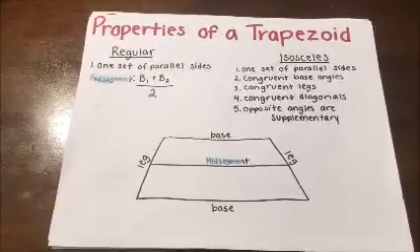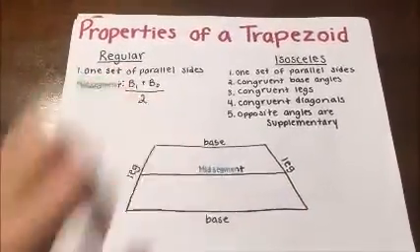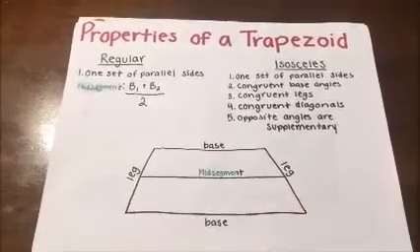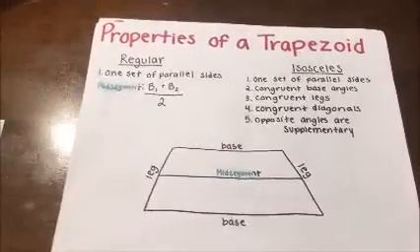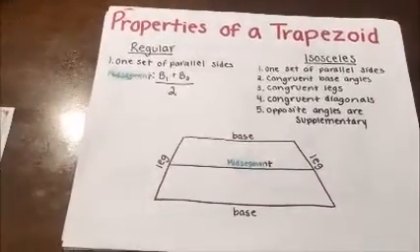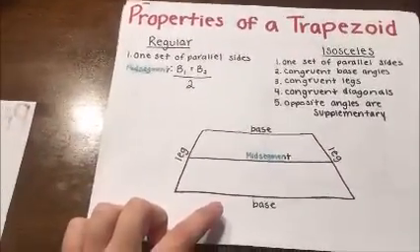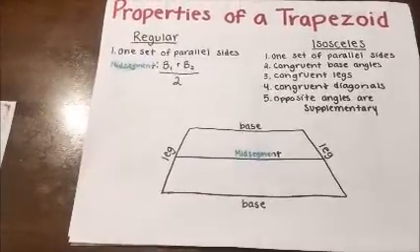In an isosceles, there is one set of parallel sides, congruent base angles, congruent legs, congruent diagonals, and opposite angles are supplementary. This diagram shows you where each part of the trapezoid is located.